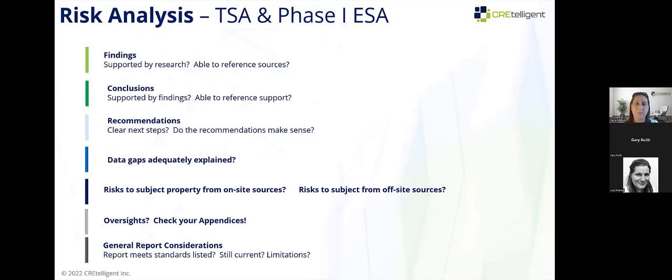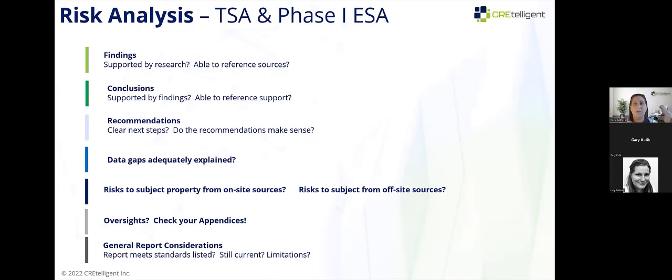But at the same time, if the issue has been resolved, you can't just accept "it's not a problem anymore, it received a no further action letter" if you don't have the no further action letter in hand. Because remember, in our last presentation, no further action letters come with a lot of caveats, and unless you understand the conditions of that closure, you'll have a difficult time understanding whether or not it continues to present a risk. So are those conclusions supported by the findings?